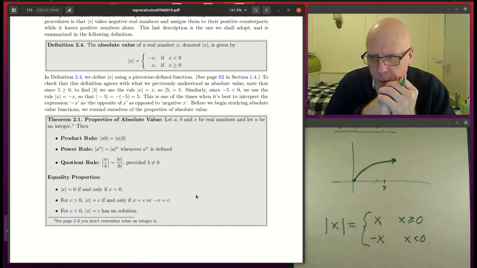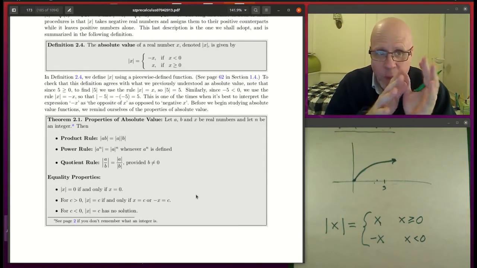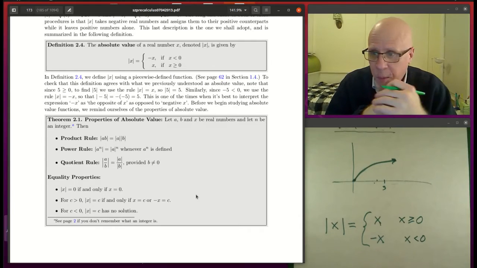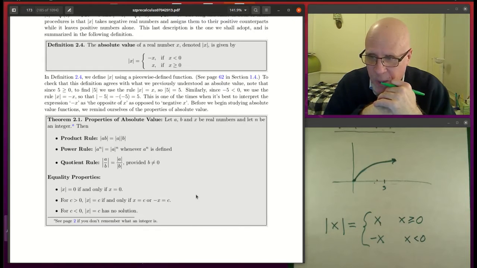The first thing says it's called the product rule. I'm worried about that because there's another thing known as the product rule that you learn in calculus, so I'm not sure it's a good idea to name this thing the product rule. Anyway, it is a rule that you use when you have products inside of an absolute value.